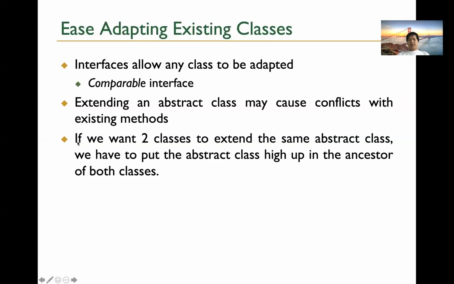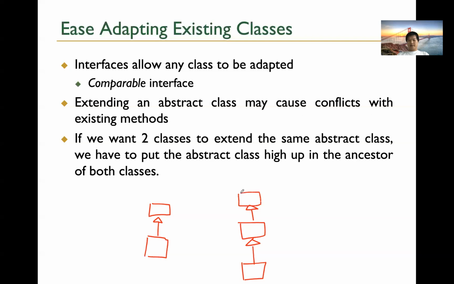Take a look at this one. If you want two classes to extend the same abstract class, you have to put the abstract class high up in the ancestor of both classes. Can anyone understand this one? Think about you have two hierarchies. Let me see if I can use this annotation. You got some class here, and this one has a parent class. Now you got another class here, and this one also has a parent class, and this one has another parent class.